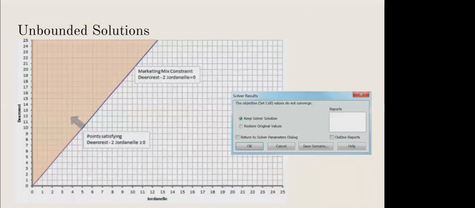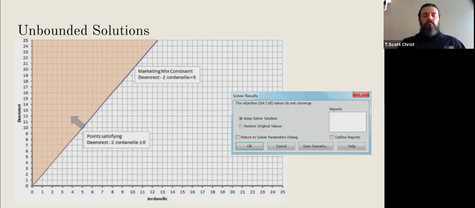This is a representation of what unbounded solutions look like. If we go back to our original model and suppose that the fabrication and finishing departments have no labor constraints and can hire additional people as needed, in this situation, all solutions in the orange triangle satisfy the market mix constraint to infinity. This is when solver would say the objective set cell values do not converge. The text does note that there can be a finite amount of optimal solutions in this situation if the profit lines intersect the bounded region.